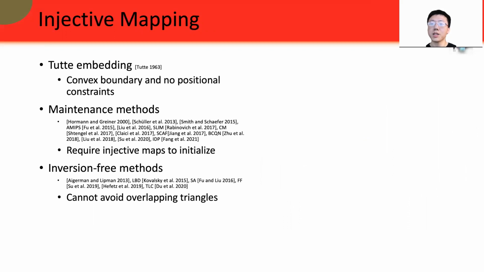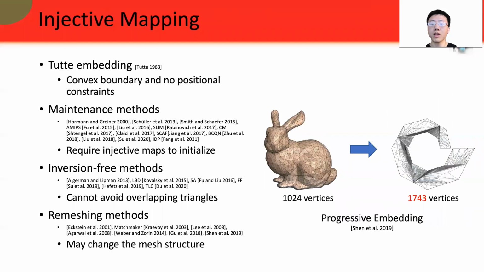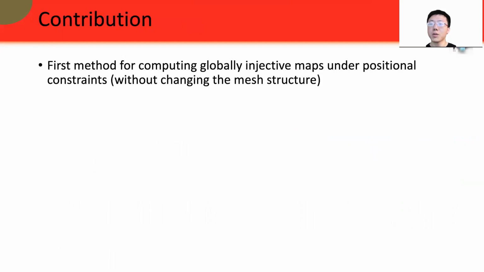There is another group of methods that can start from a non-injective map and try to remove all the inverted triangles. However, these methods cannot deal with overlaps, as in overwound vertices or overlapping between non-adjacent triangles. Finally, some methods compute injective mapping, but require changing the mesh structure, such as adding more vertices. In some applications, the change of mesh structure is not allowed. In this work, we propose the first method to compute injective mapping under positional constraints without changing the mesh structure.